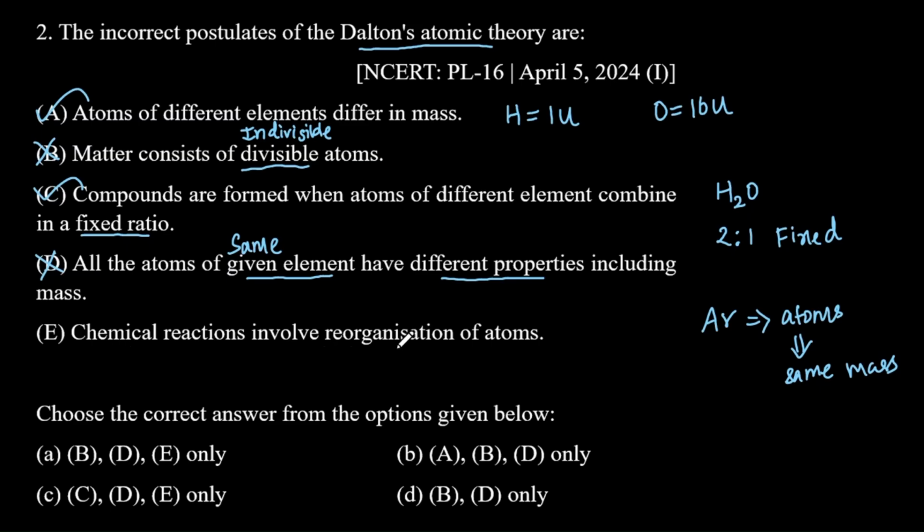Statement 5: chemical reactions involve reorganization of atoms. The statement E is correct. For example, consider the reaction H2 plus F2 gives HF. So to balance the reaction, in product side you have to write 2HF. Here in the reactant side, 2 hydrogen atoms are combined to form hydrogen molecule and 2 fluorine atoms are combined. But in product side, there is a reorganization of atoms to form a new compound, HF. So here, no atom is either created or destroyed. No atom is created and no atom is destroyed in this reaction. So there is only reorganization of atoms.